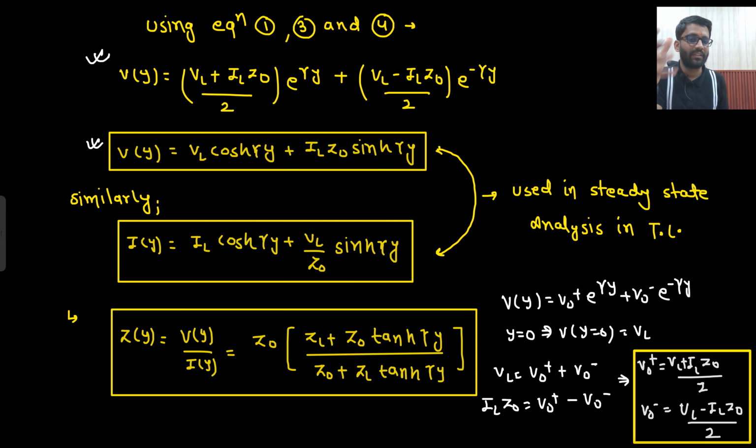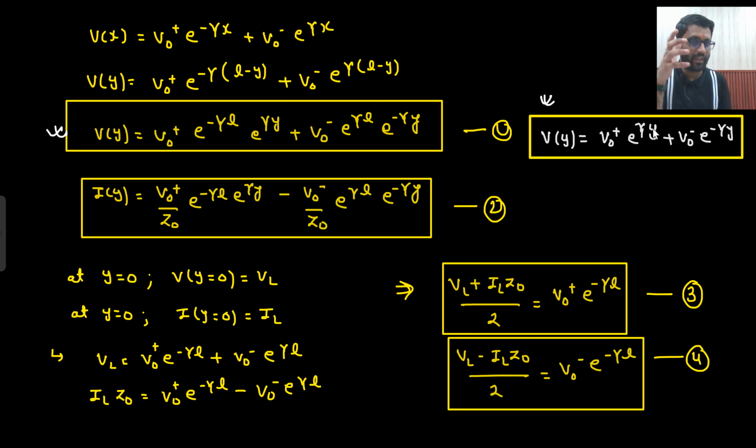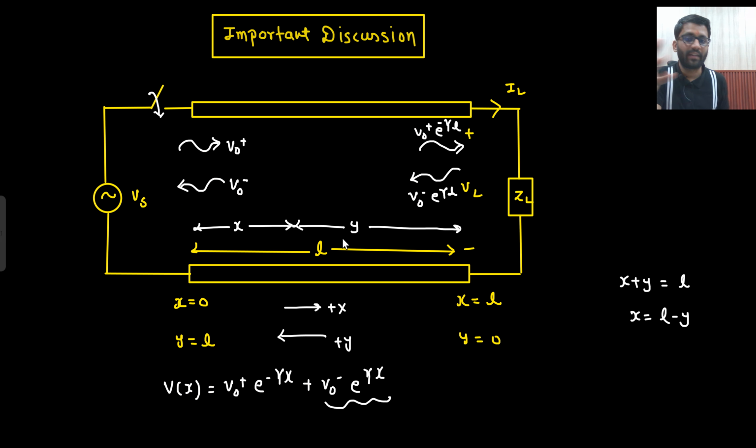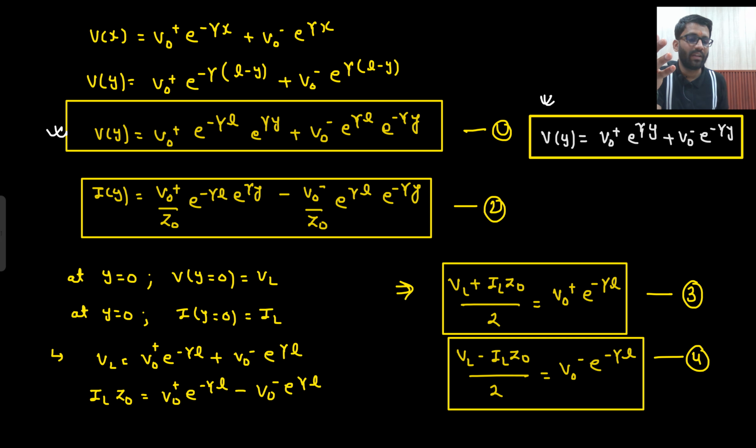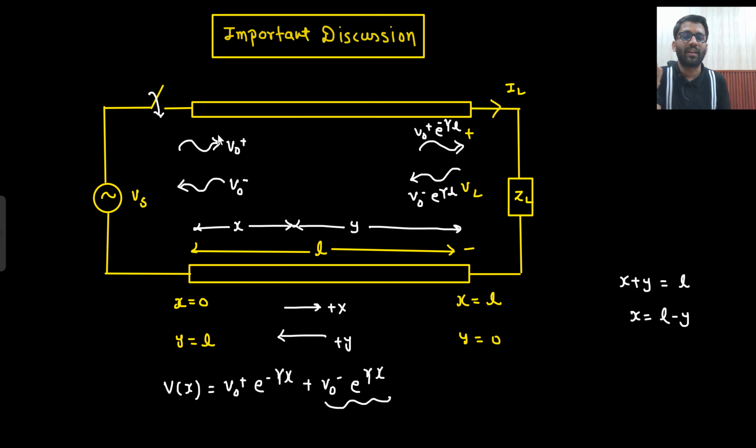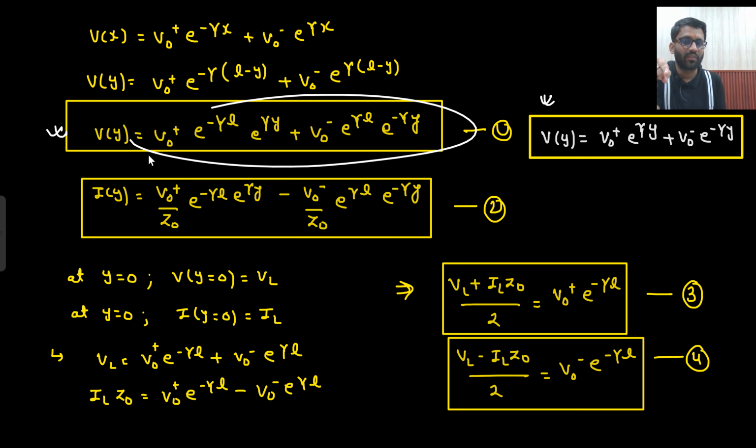But someone would have this doubt. Which doubt? That sir, if you put y equals 0 here, sorry, if you put y equals L here, that means you are generating V0 plus at the source end. If you are putting y equals L here, that means you are generating V0 plus e to the power gamma L at the source end. But actually, this is not what is being generated. You are saying that V0 plus is generated. So if V0 plus is generated, then this would be the actual equation.